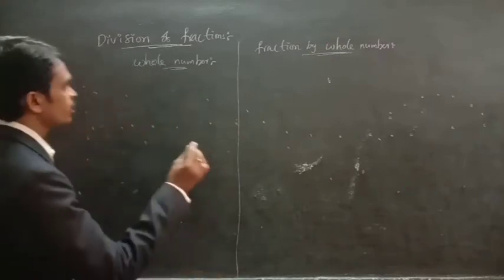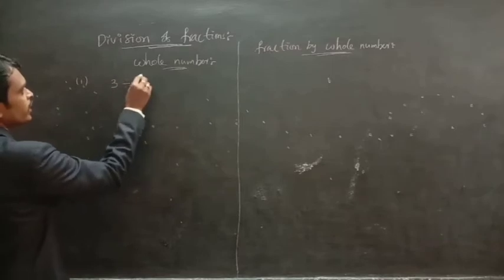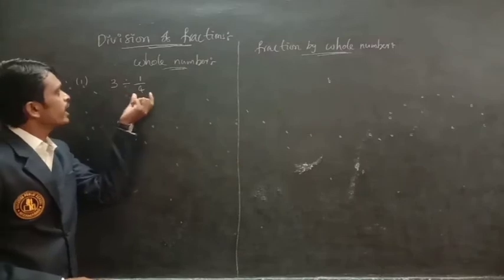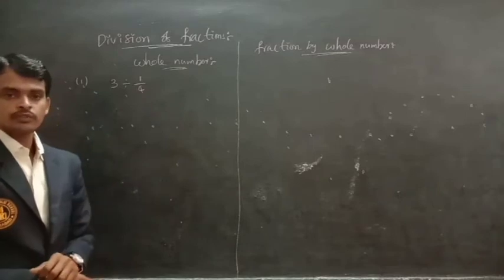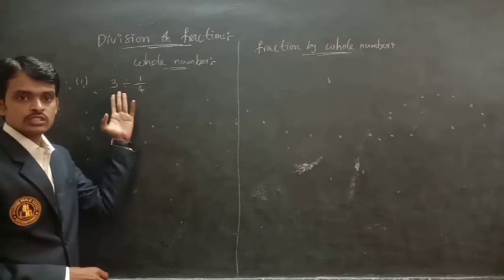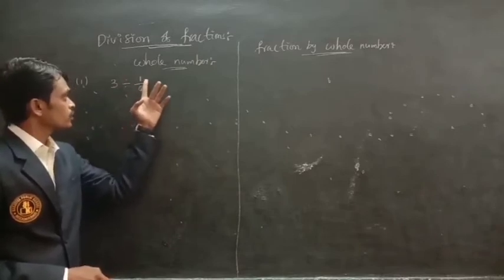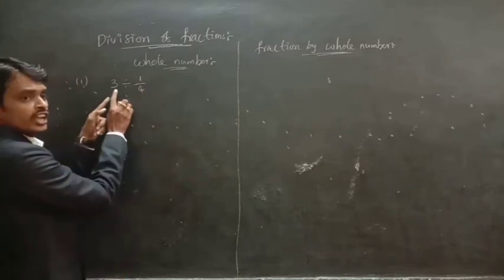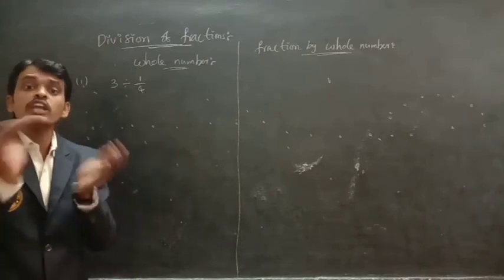So here look at 3 divided by 1 by 4. So 3 is a whole number, divided by a fraction. So we are dividing a whole number by a fraction. Here we are dividing 3 wholes into 1 by 4 equal parts. These 3 wholes we are dividing into 1 by 4 equal parts.